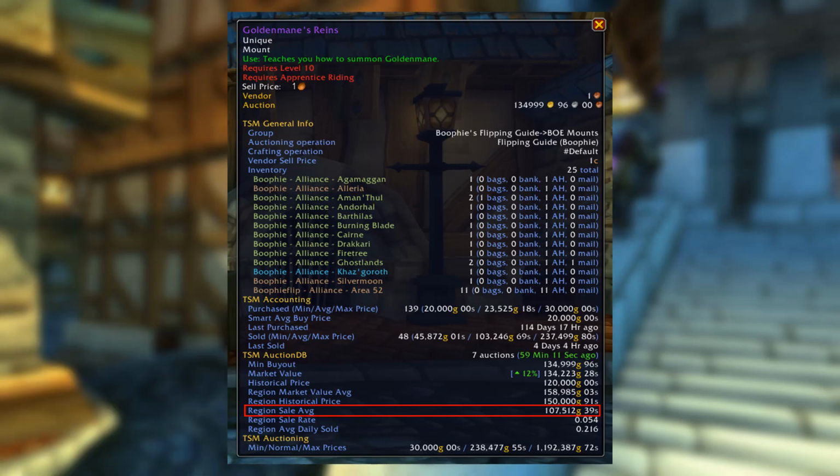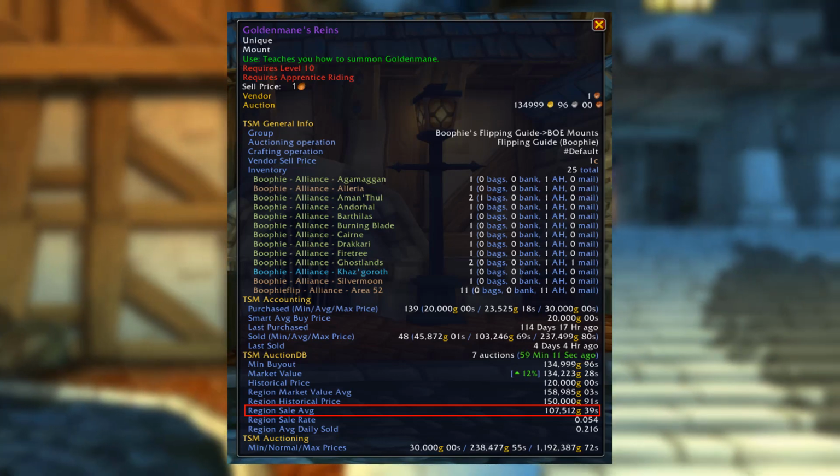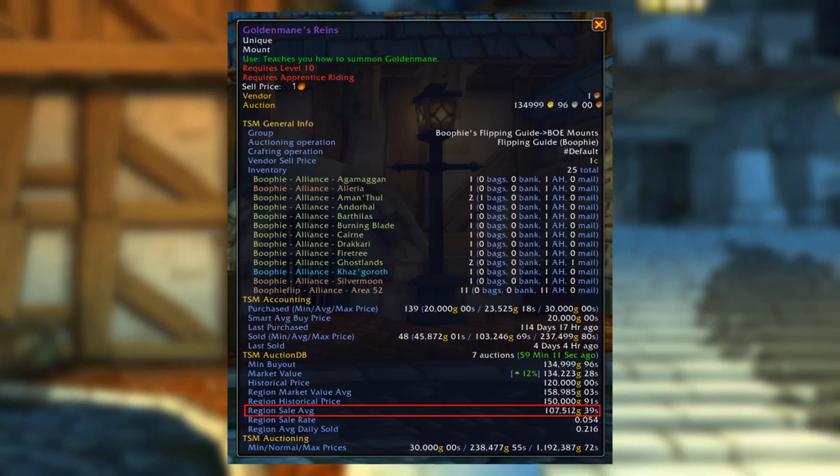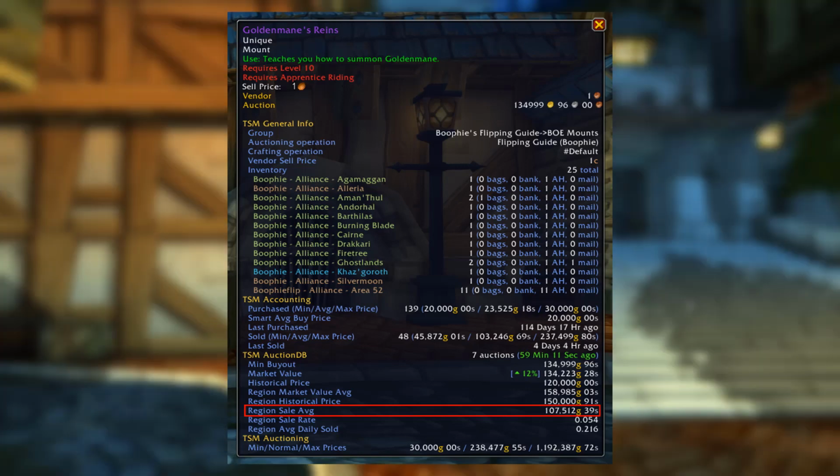So I like to use that price point as a minimum that I know I can get for that item, because if you post it up at the region sale average price, you're more than likely going to sell it, because normally it is cheaper and a lower price than all of the other price data that we've been given. So it's a lot lower than the market value and the historical prices. So that is the main data for the prices that TSM gives.